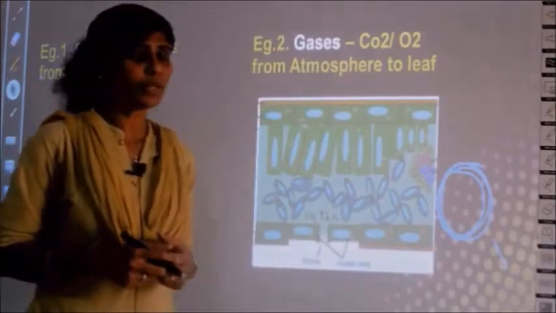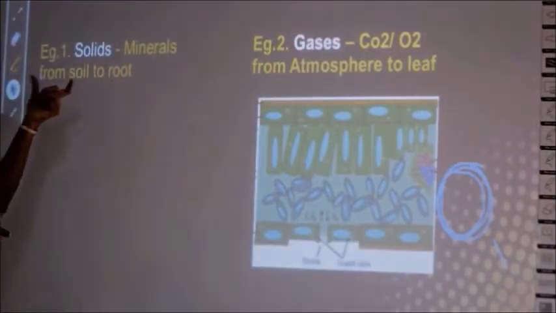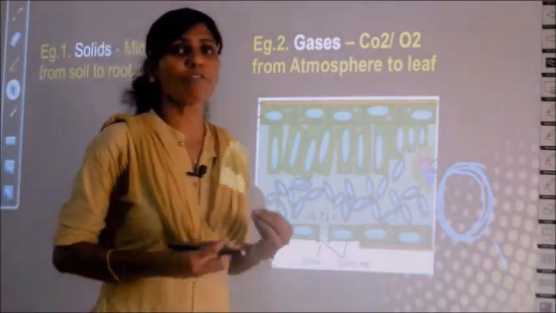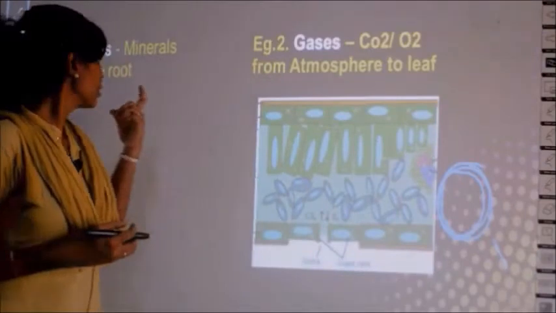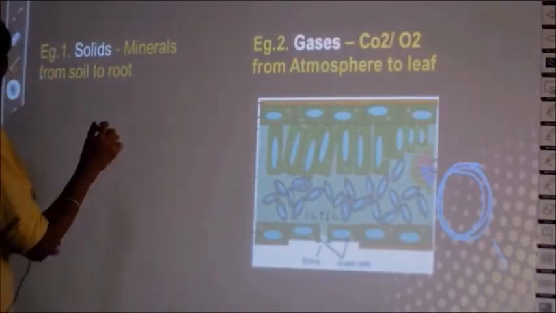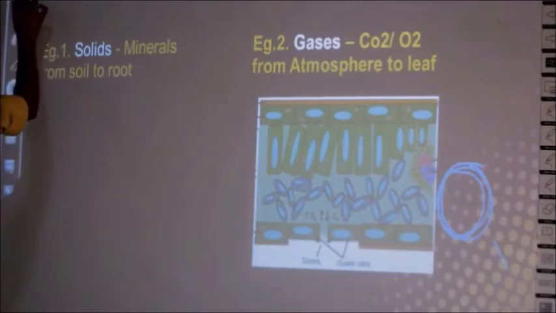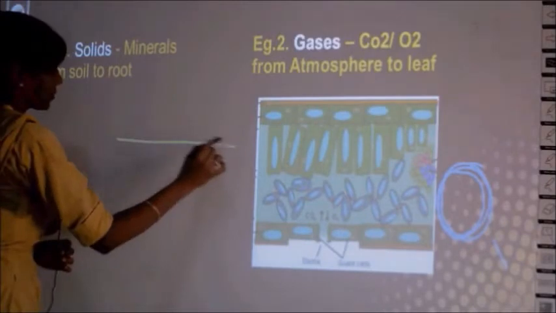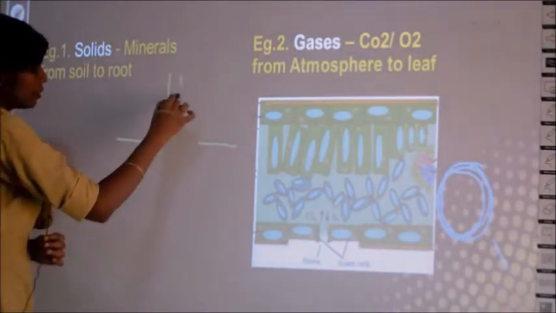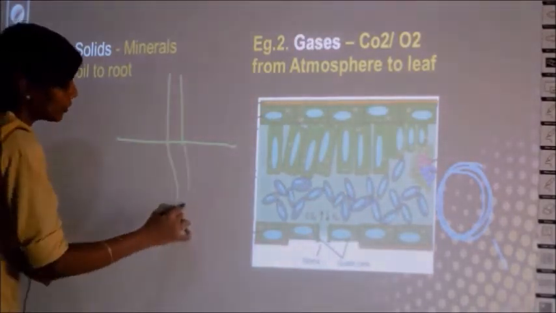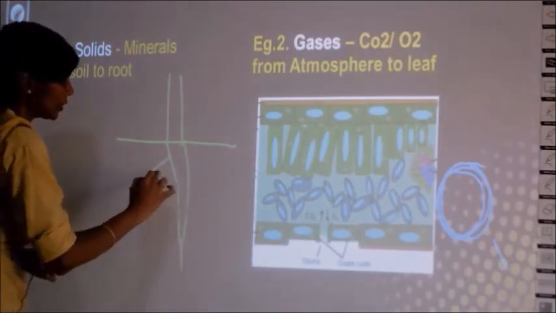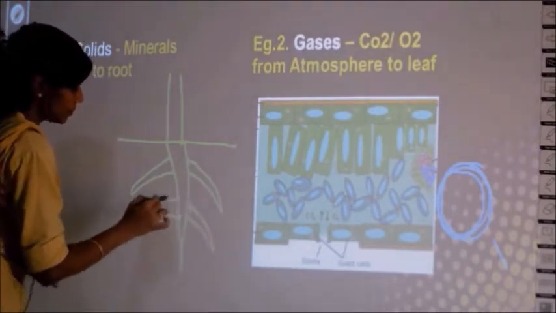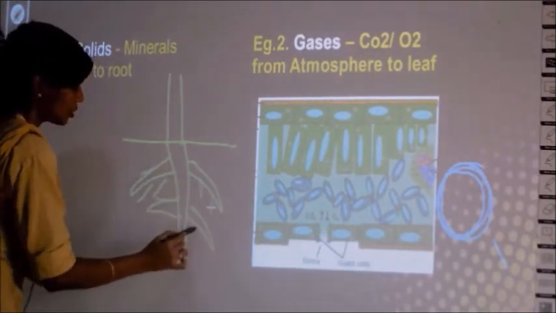The example given in your book is the movement of minerals from soil to root. Example for diffusion is the movement of minerals from the soil to the root. What does this mean? We will use green for a plant. I am not going to focus on the shoot system, I will just focus on the root system, because only about the roots we are going to learn. So consider this as a root. This is the structure of root.